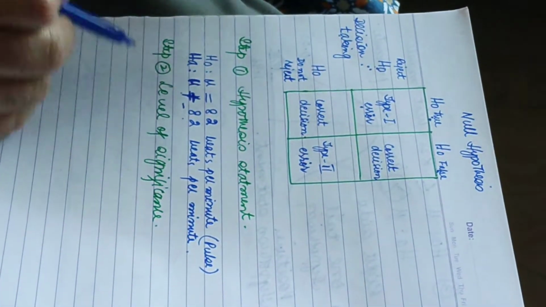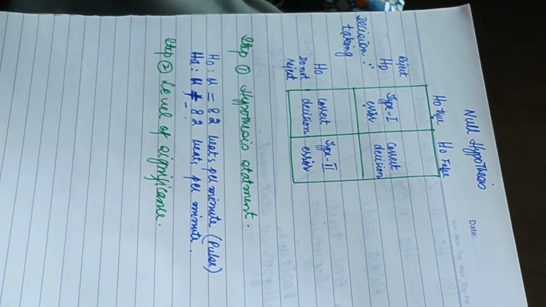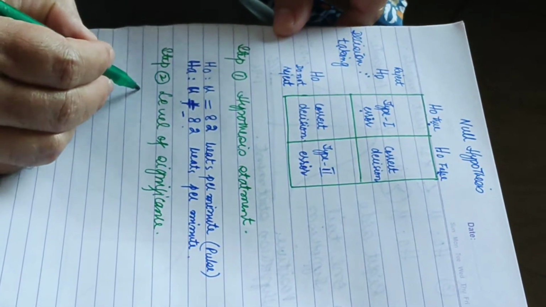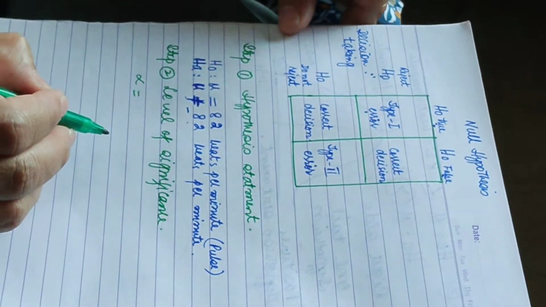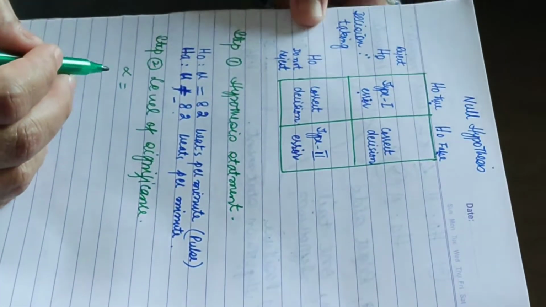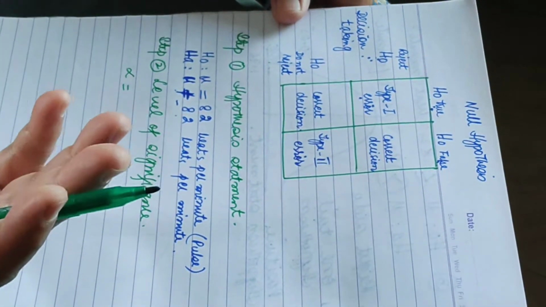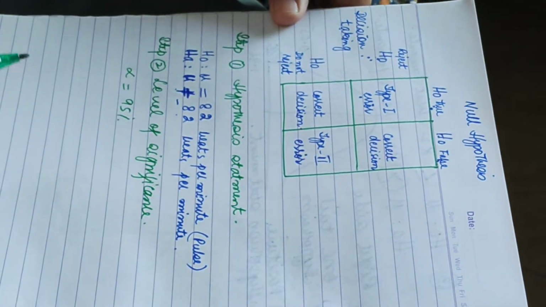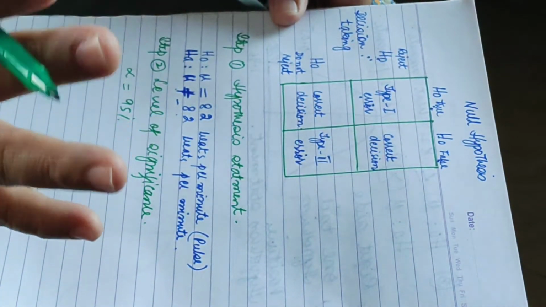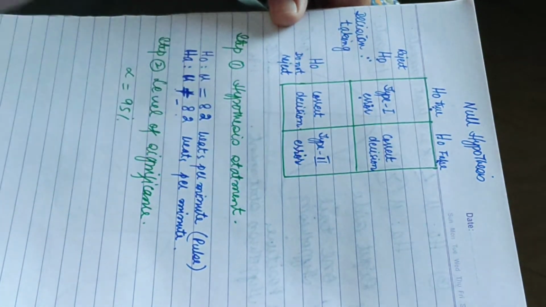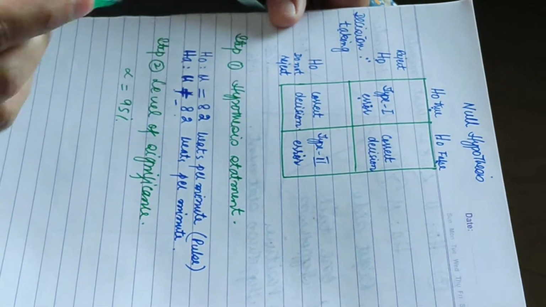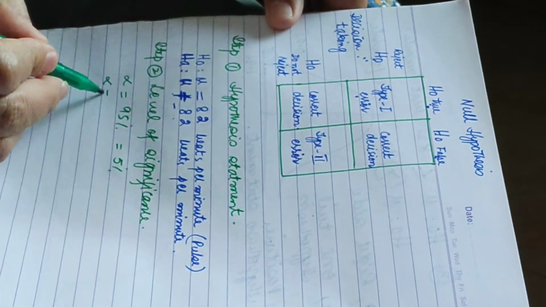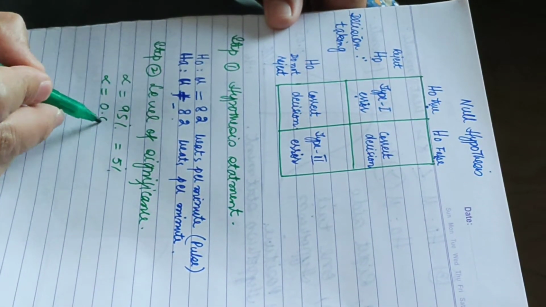Now the second step of the hypothesis testing is the level of significance. The level of significance is called alpha. If the confidence level is given as 95%, you are testing this hypothesis at the 95% confidence level, and what remains is the 5%. So the 5% is 0.05.